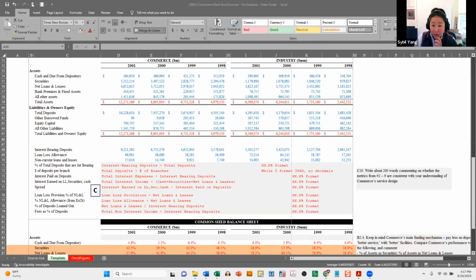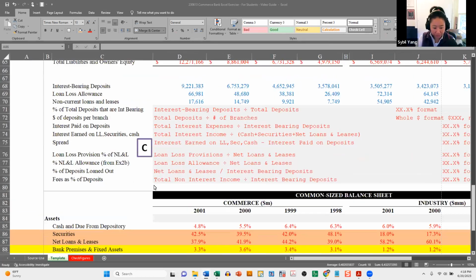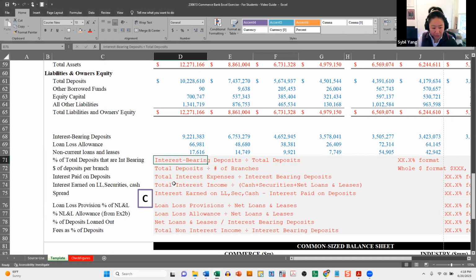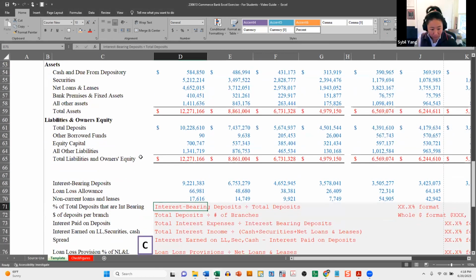Okay, now let's do our last block of operational metrics, but these operational metrics are now mostly based on the balance sheet items that show up. So I'm going to zoom in a little bit. I want to know the percentage of total deposits that are interest bearing. So interest bearing deposits divided by total deposits.